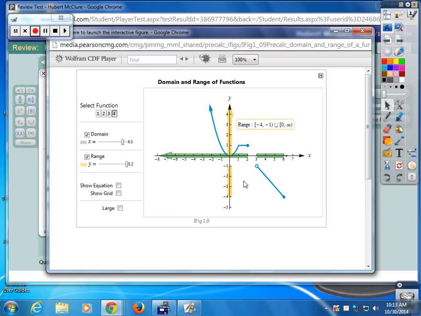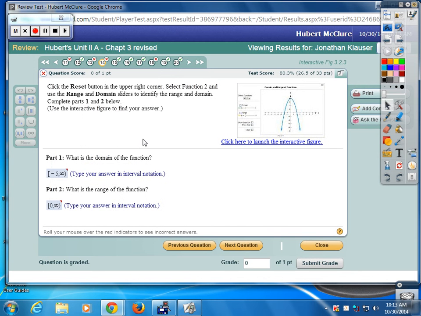You got to admit, those do help you visualize. You just got to do like I did, Mr. Klauser. You got to read the directions. I didn't even see that select function too, so I kept doing the parabola.